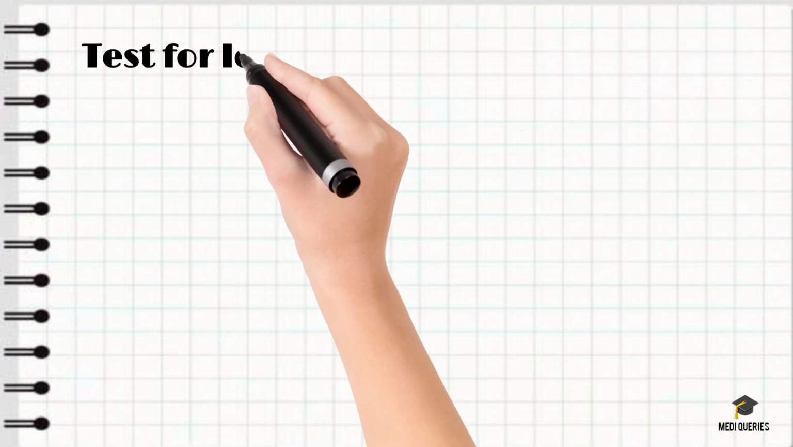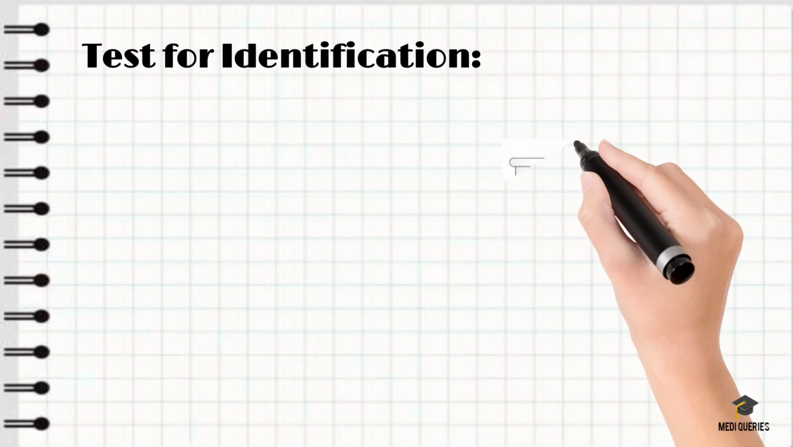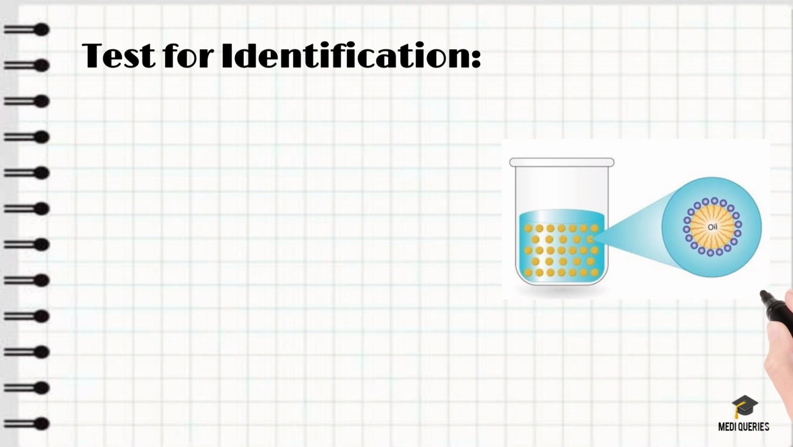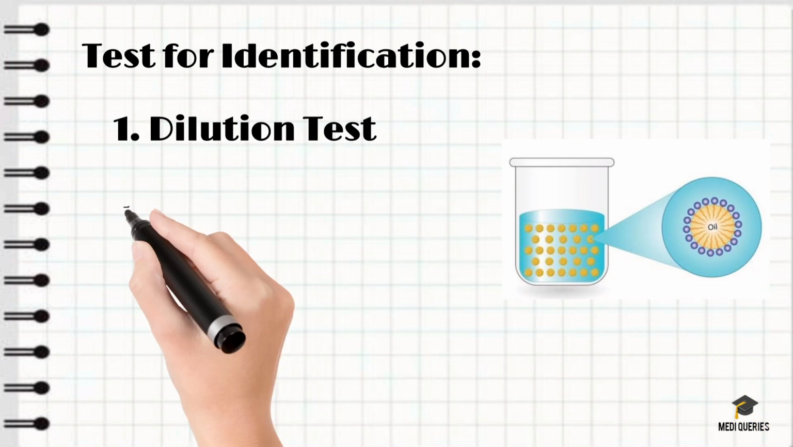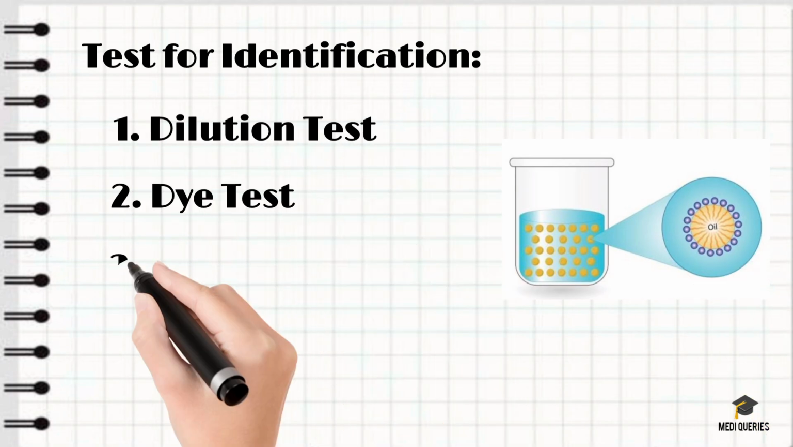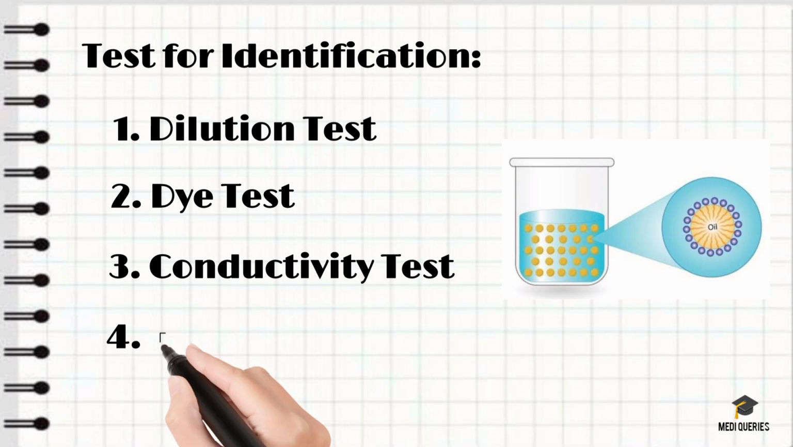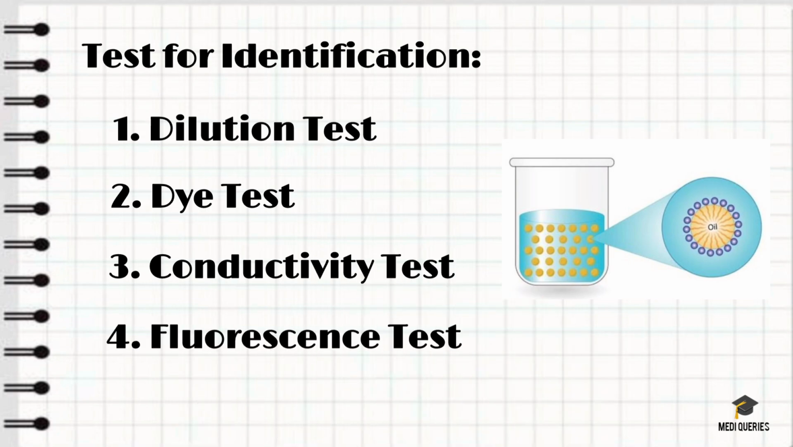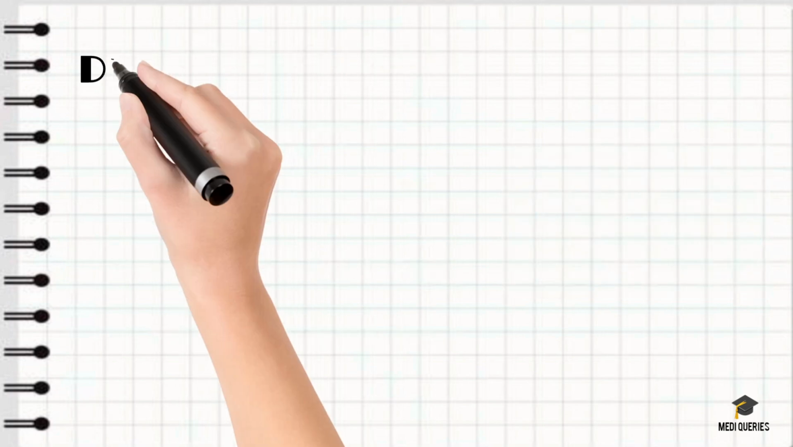Let us see some identification tests for the type of emulsions. There are so many tests in order to identify the phases of the emulsions, like dilution test, dye test, conductivity test, fluorescent test, like that. We will see them one by one clearly. First let us start with the dilution test.